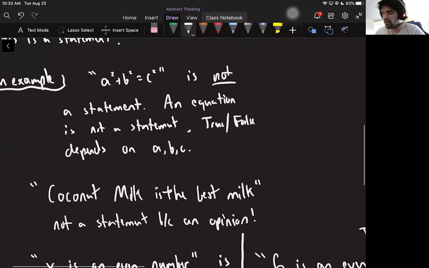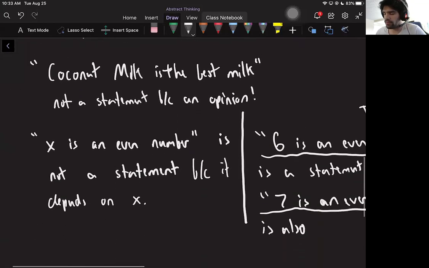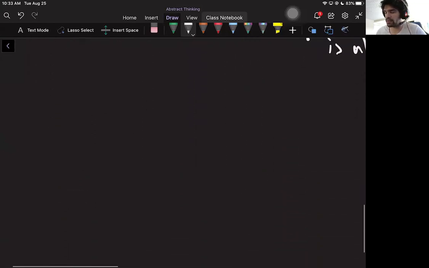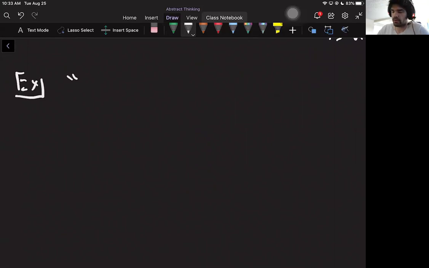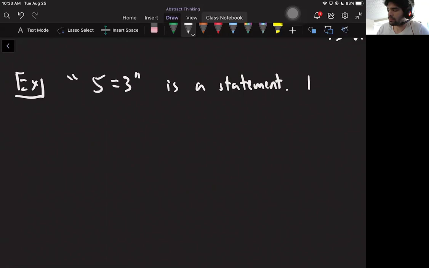Although I said equations are not statements in general, you might think that this next example is an equation, but that's just a very subtle difference. This is an example of a statement. If I write 5 equals 3, you might say, but that's an equation. But it's an equation involving two numbers that have already been determined. So it is something that is true or false. So this is a statement. And I hope you can believe me, it's false.